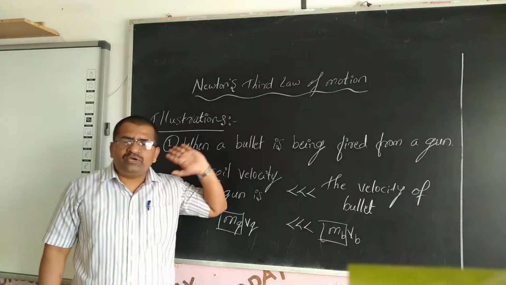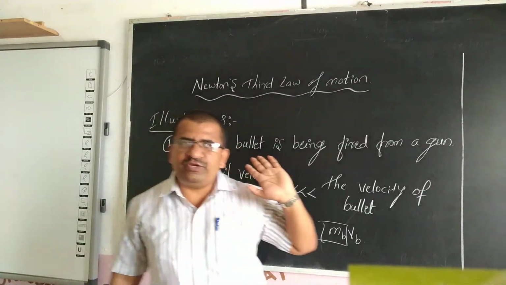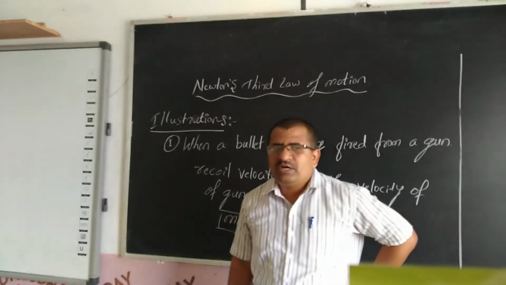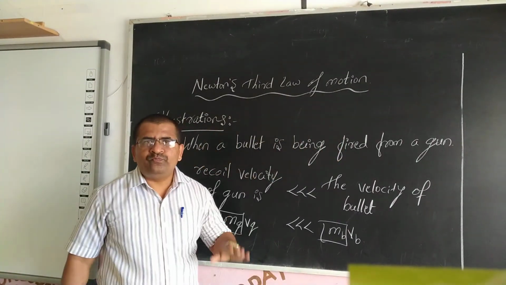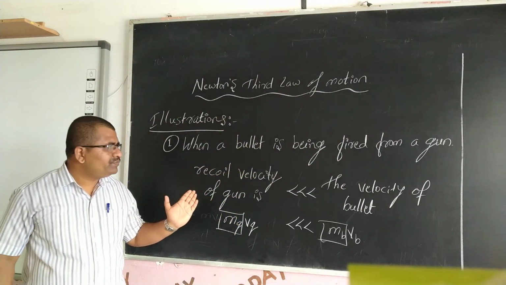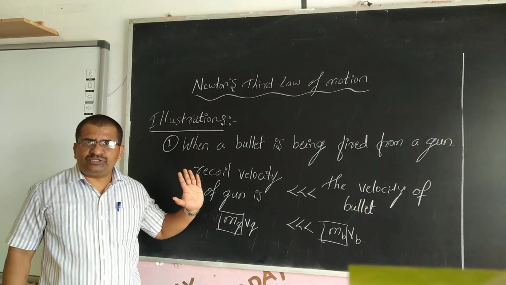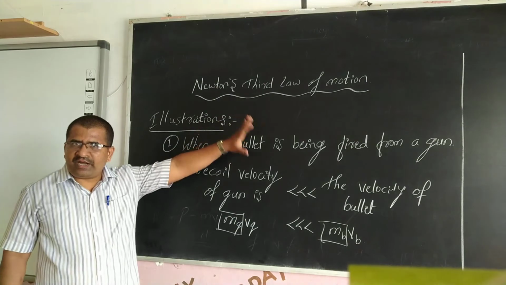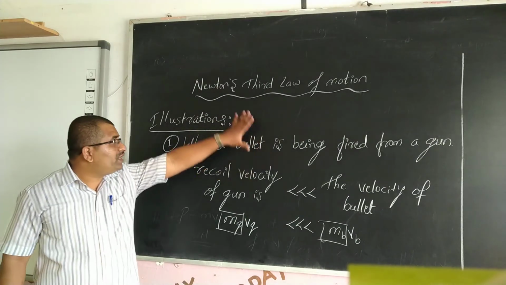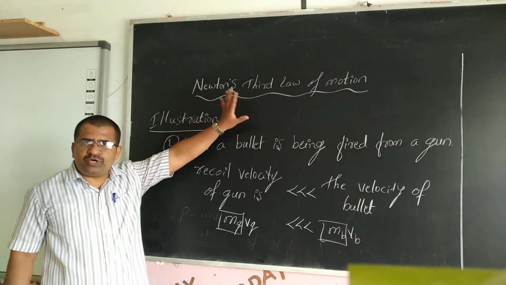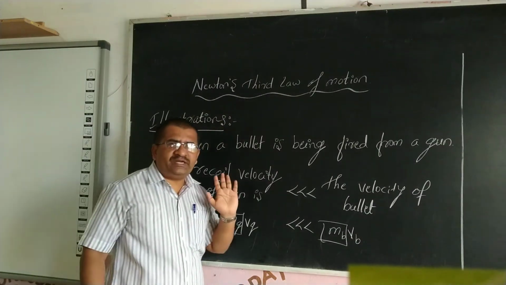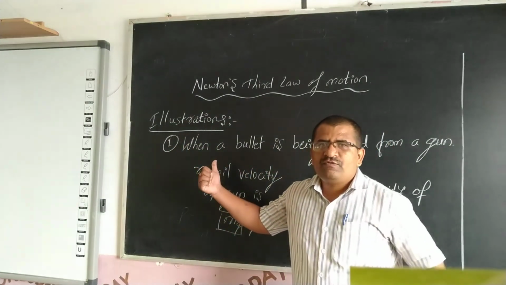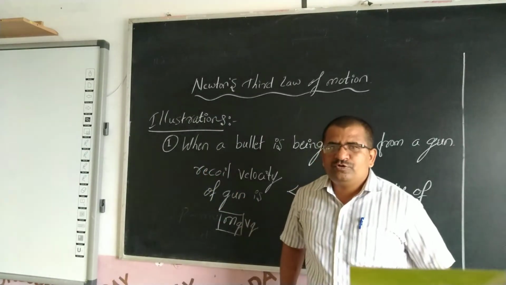What you have to do is learn the statement of Newton's third law of motion, and at least two illustrations should be perfect for you to write in the exam. Any two illustrations you should learn and write perfectly. The question comes like this: write the statement of Newton's third law of motion and give the illustrations for it.